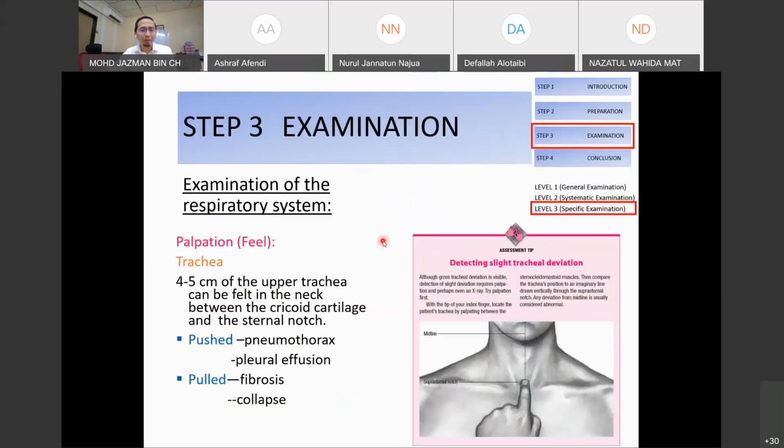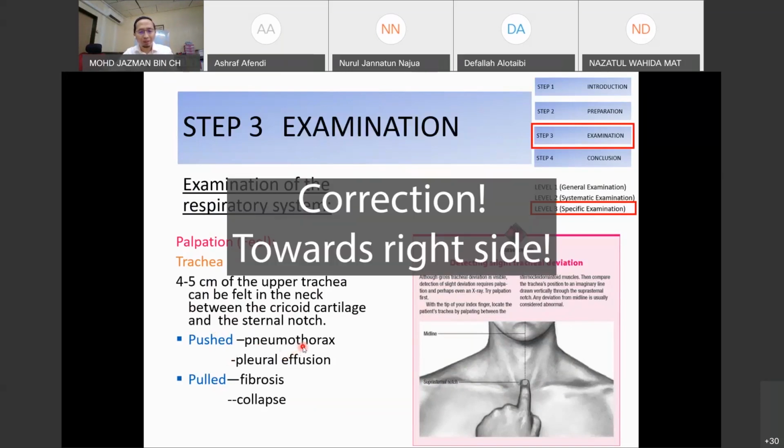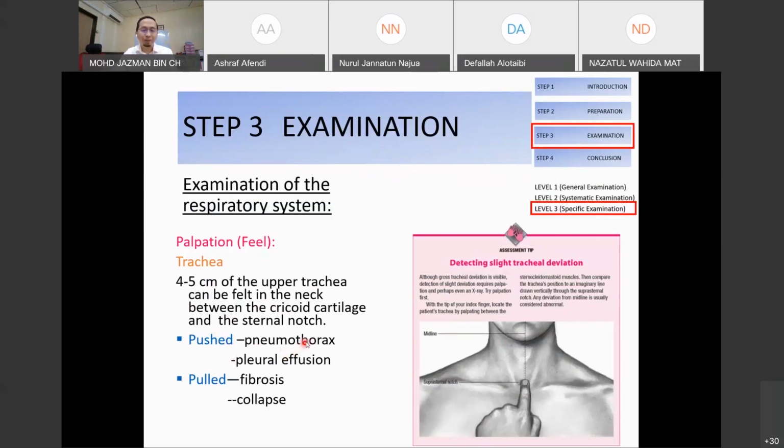Okay. Next is your palpation of the trachea. We need to pay attention to whether the trachea is pushed or pulled, depending on the pathology. In the normal population, the trachea will be slightly deviated towards the left side. I repeat, slightly deviated towards the left side. So if you detect a trachea deviation towards the left side, it may be normal. You need to relate it with other physical findings.